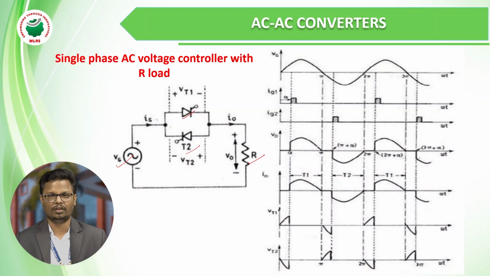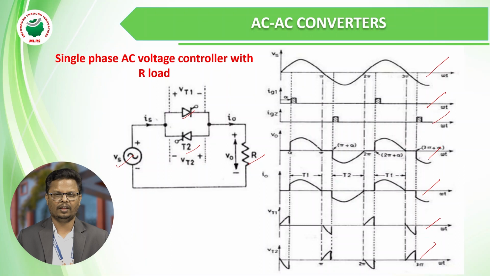And here if you observe, we have waveforms. One is the source voltage waveform and the triggering pulses, that is gate current Ig1 and Ig2, and the output voltage we observe here, and the output current I0 and the voltage across VT1 and VT2. Here we have to notice that instead of using these two thyristors, we can use a single device, that is triac. The triac is nothing but the combination of two thyristors in anti-parallel connection. So if you want, we can replace these two thyristors with the triac. That is the option we have.